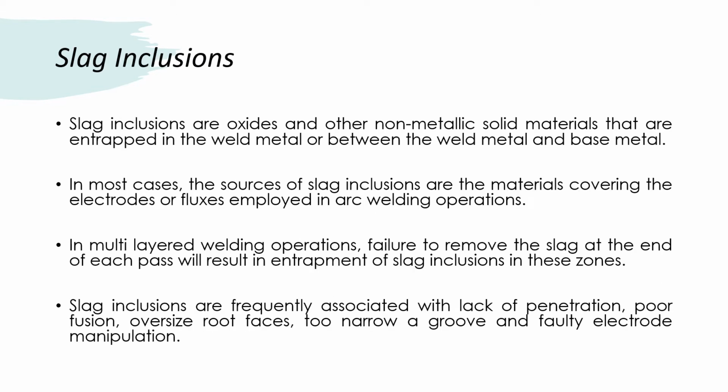Next one is slag inclusions. Slag inclusions are oxides and other non-metallic solid materials that are entrapped in the weld metal or between the weld metal and the base metal. In most cases, the sources of slag inclusions are the material covering the electrodes or fluxes employed in arc welding operations.